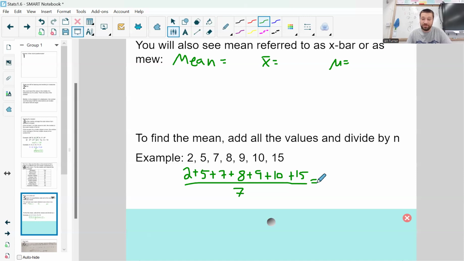So you should get 56 is what I got. Check me, make sure I got the right thing. So we're going to go 56 divided by 7, and we get 8. So that's your mean. So again, you could say X bar equals 8. You could say mean equals 8. You could say mu equals 8. Any of that works.